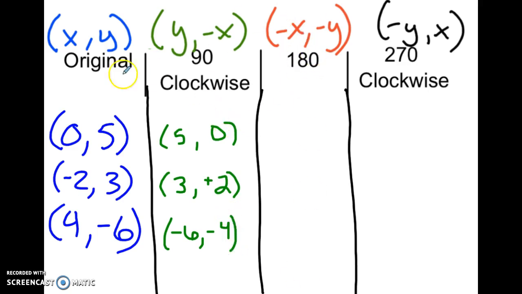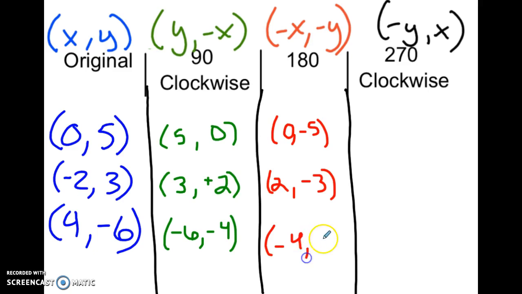For 180, it keeps it in the same order. The X is still first, the Y is still second, but it's going to flip-flop our signs. So 0, 5 becomes 0, -5. Negative 2, 3 becomes a positive 2 and a negative 3. And 4, negative 6 is going to become a negative 4 and a positive 6. So it kept them in the exact same order as the original, but it flip-flopped their signs.